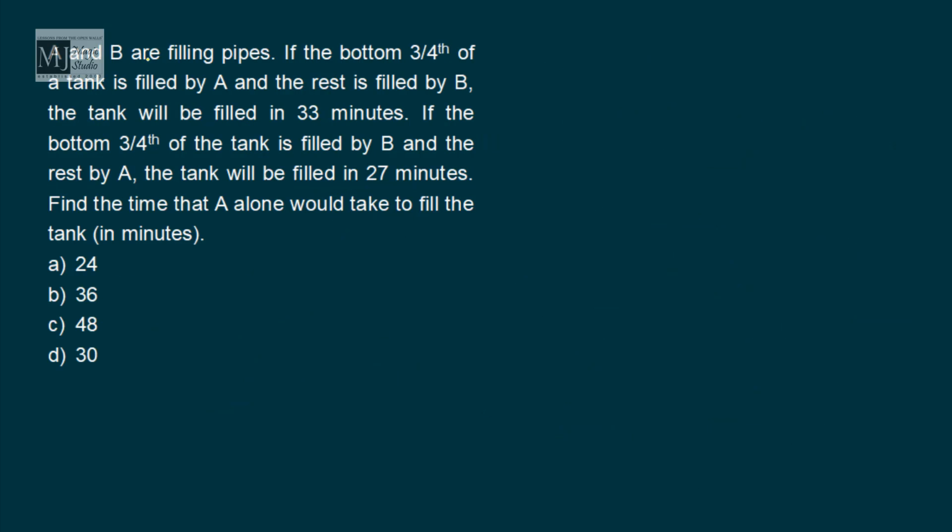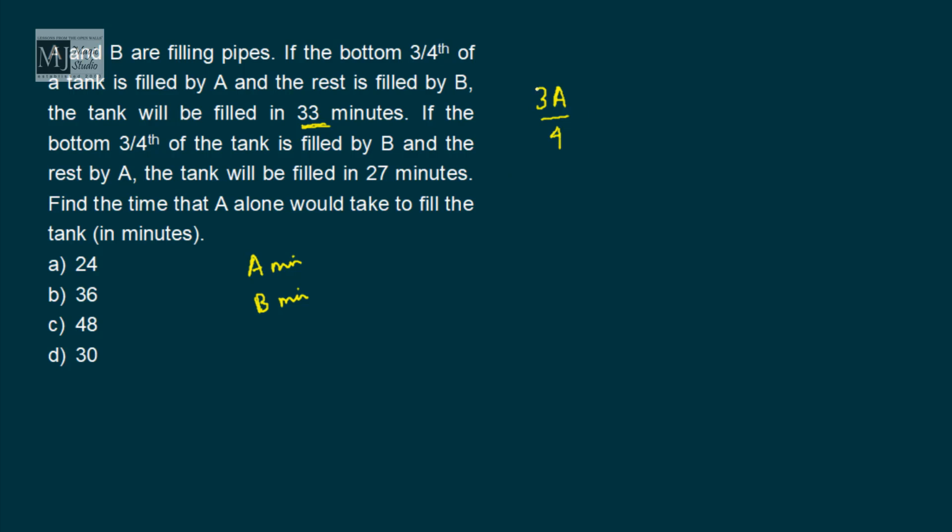Okay, question from time and work. A and B are filling pipes. If the bottom 3/4 of the tank is filled up by A and the rest is filled up by B, the tank will be filled in 33 minutes. Let the time taken by A to fill the tank be A minutes and by B be B minutes. Then we can have this first equation: 3/4 of the tank is filled by A. That means work done by A is 3A by 4.